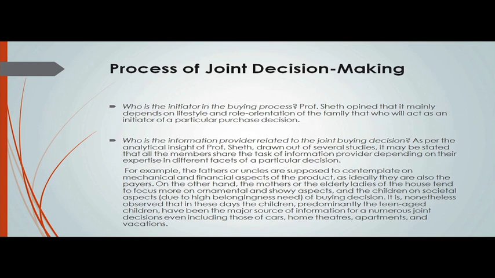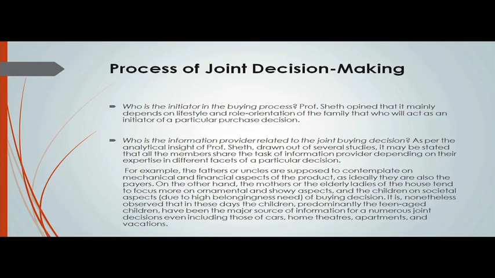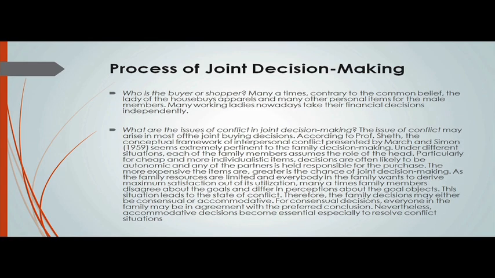Second is, who is the information provider related to the joint decision? Is it the father's colleagues who are influencing him to take a decision, and that is why the father is bringing more information into the family, or is the mother bringing more information into the family? So, that kind of thing. There are some other examples I have cited. Now, secondly, who is the buyer or the shopper? Who is actually going for the final purchase, and who is paying for it?